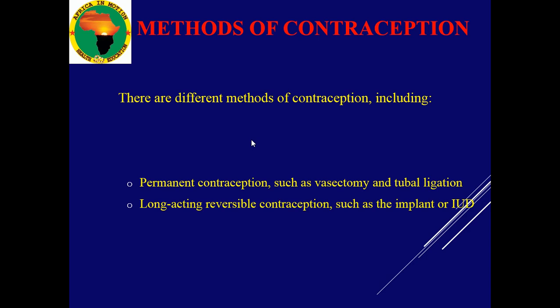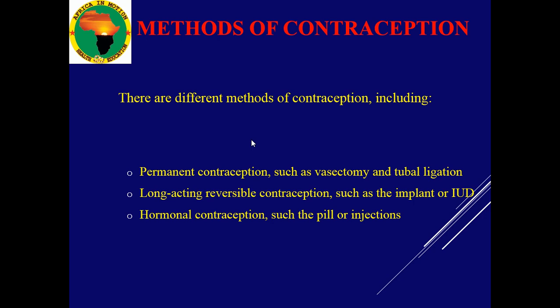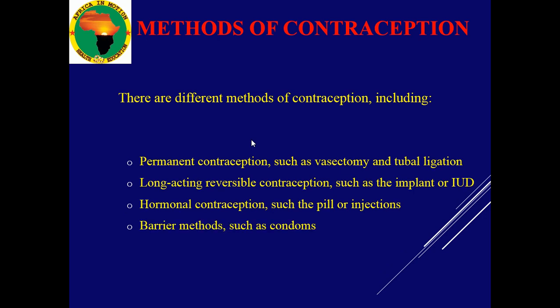Long-acting reversible contraceptions are such as what? Implant, and what we call intrauterine device. That one is long-acting, but it is reversible. You can remove it. Hormonal contraceptives such as pills and injections. The pills that are used and injections that are used every 2 or every 3 months. The barrier methods such as condoms. There is a female condom, there is a male condom.